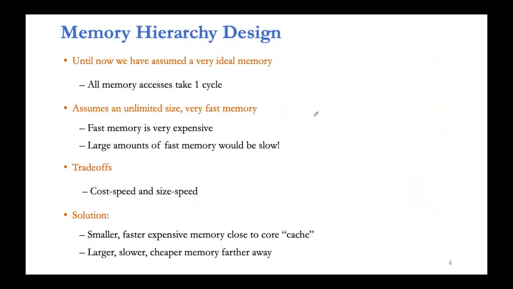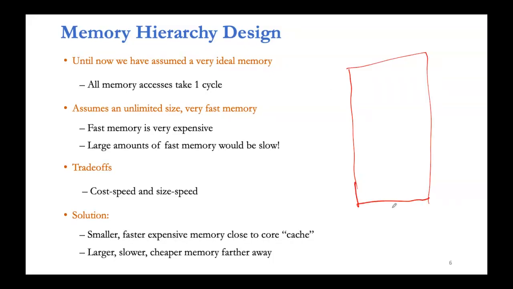In the memory hierarchy design of system architecture, until now we have assumed an ideal memory, where all memory accesses take one cycle, as in our pipelining example. But in reality, it takes around 100 to 200 cycles to complete the memory access, the memory stage in the pipeline. Now assume that an unlimited size memory is there. How will it affect things?